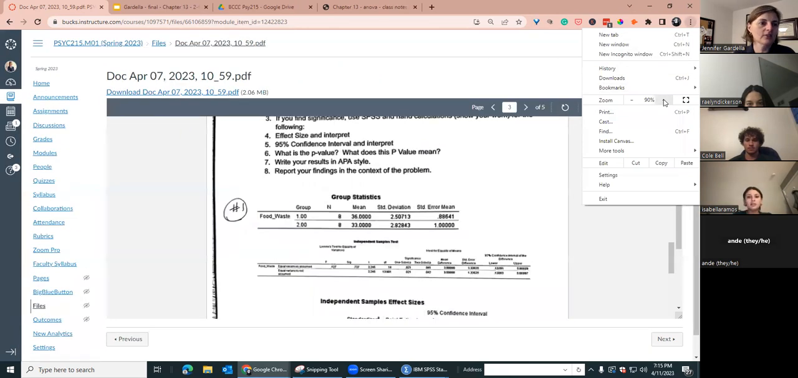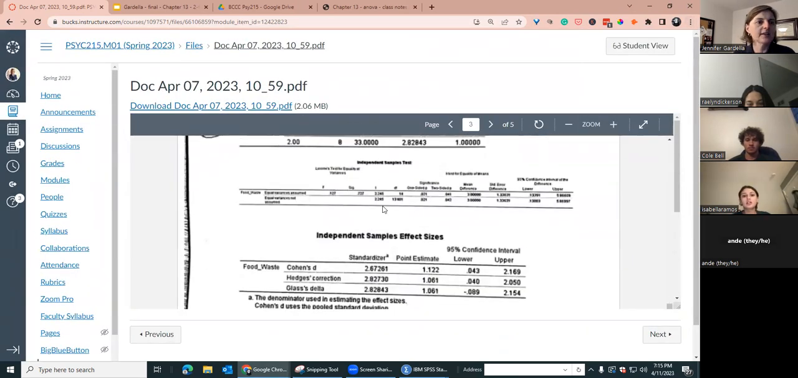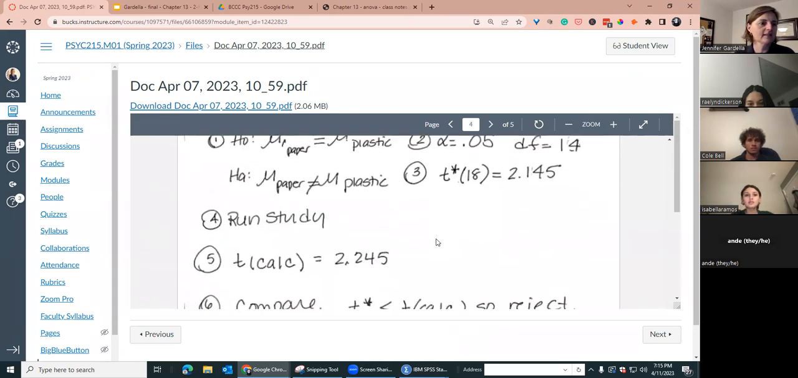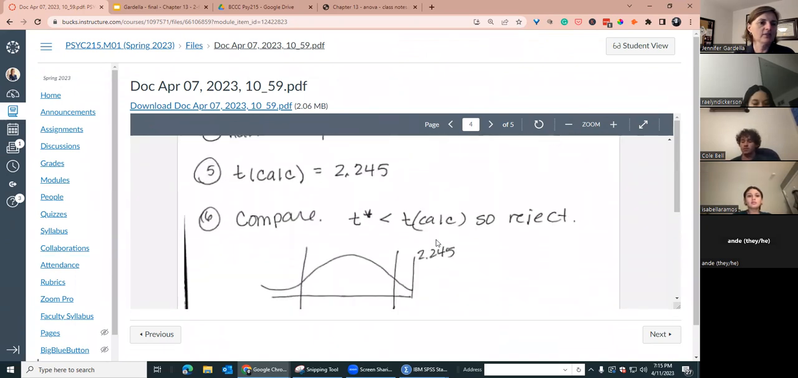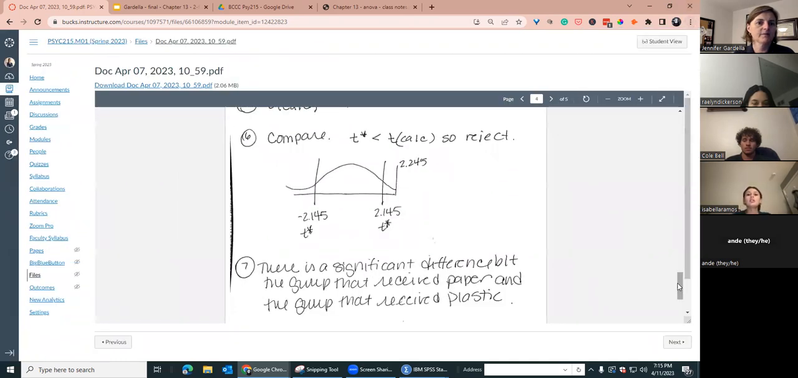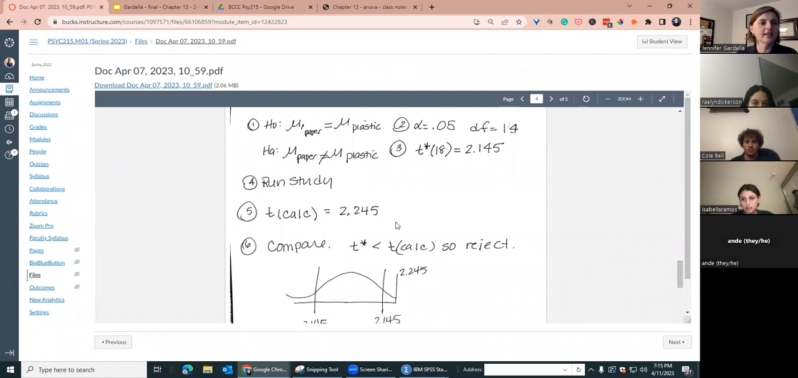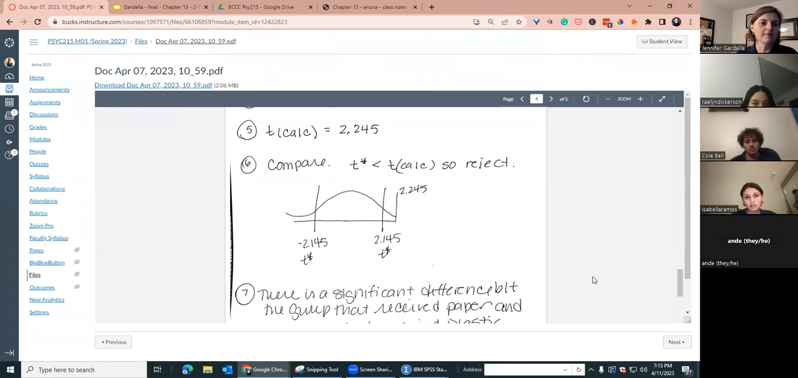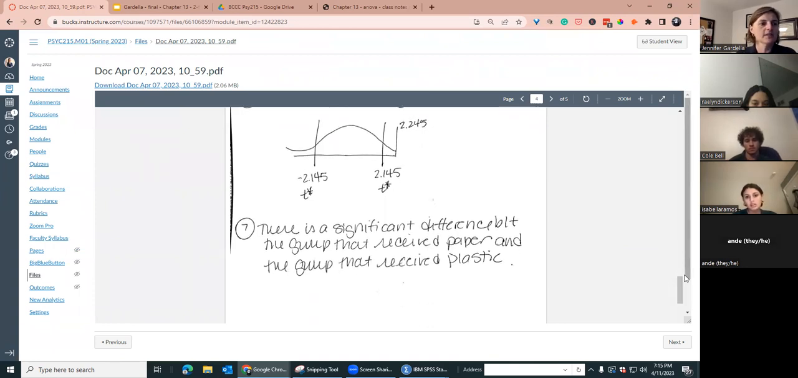Let's see if I can enlarge this. So here our T, it looks like, is 2.245 with 14 degrees of freedom. And here, depending on how we ran the test, we might have rejected this. So this was a two-tail test. So we rejected. It was based on a critical value. Oops, now it's too big. Okay, our T calculated was 2.245. We just squeaked in at 2.145 with our critical value, just on the other side of it. There is a significant difference between the group that received paper and the group that received plastic and how much food they wasted.